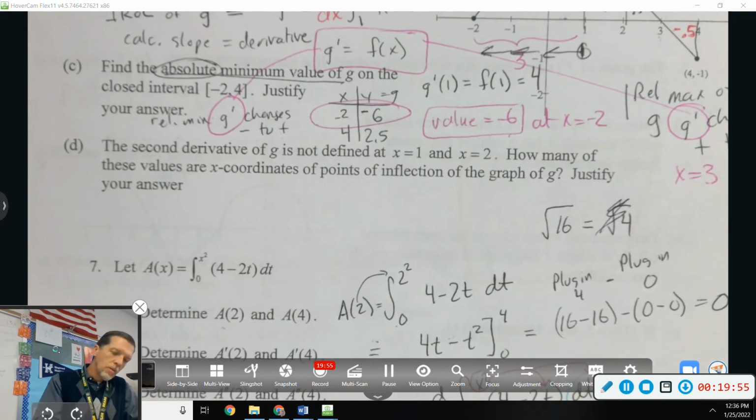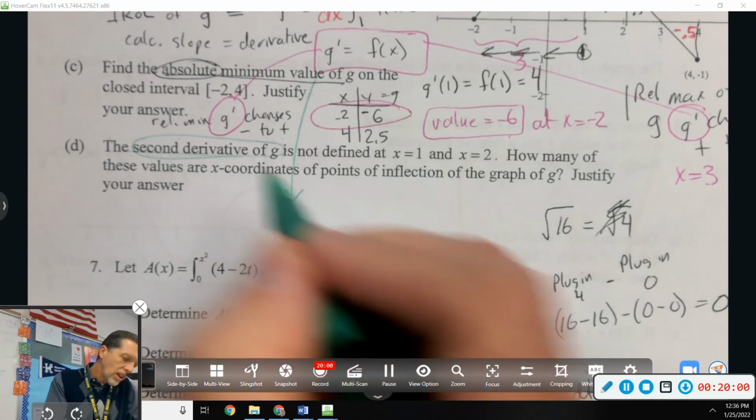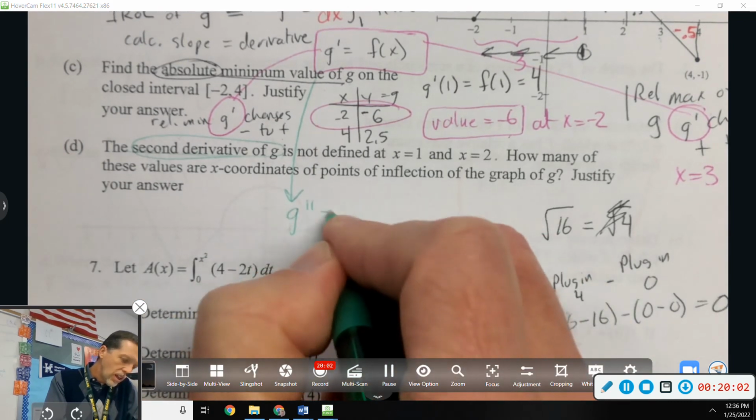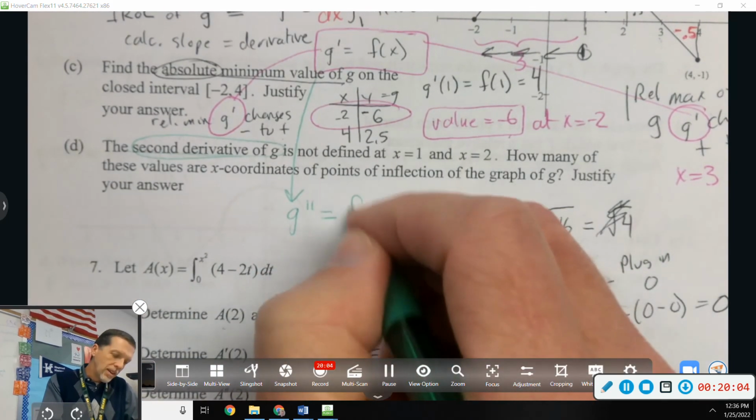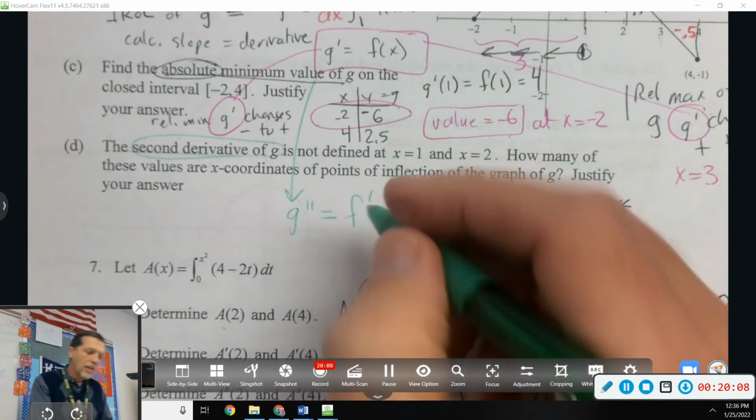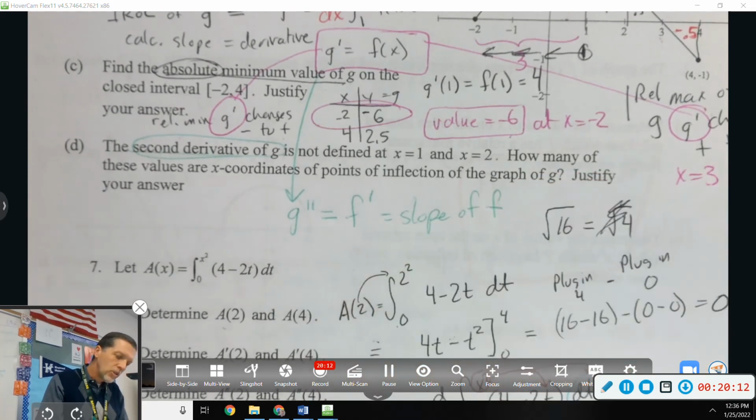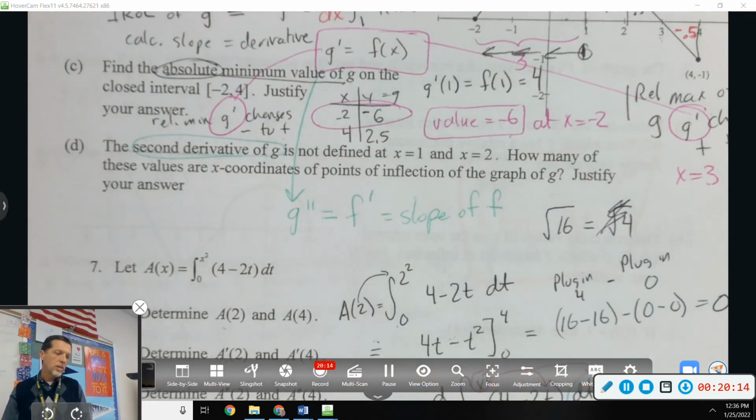One more and then I'm going to go to duty. The second derivative of G would be f prime. And once you get that, then you can answer whatever the questions are. F prime means the slope of f. You have a graph of f, so you'd be looking for slopes of f. Because I understand that part.